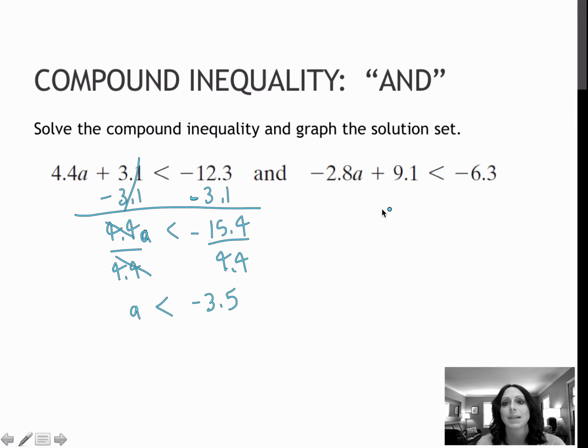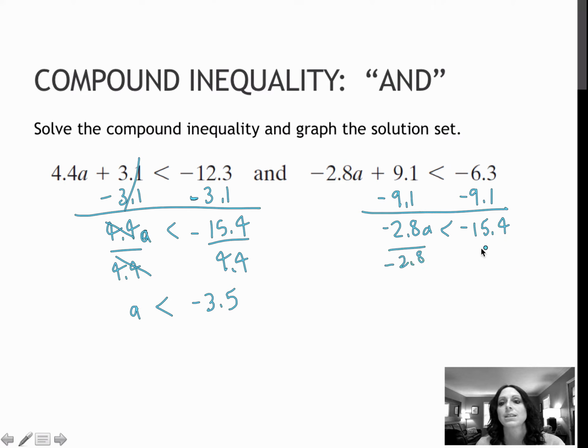For my second one, same idea. I'm going to subtract the 9.1 from each side. That gives me negative 2.8a, which I just brought straight down, is less than negative 15.4. Then I'm going to divide by a negative 2.8. And on this one, I did divide by a negative, and so my inequality is going to flip to make it greater than instead. And when I divide those, I get 5.5. And remember, we're looking at an "and" here, so that's going to affect what our graph will look like.